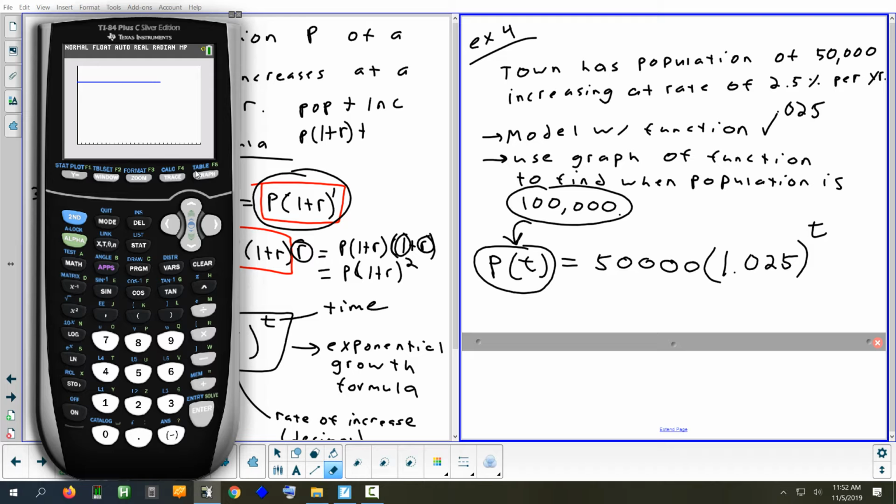So there's my line at 100,000, and there's my population. It's going up very slowly, so it almost looks linear, but I think I've got enough of it. You'll see it as a curve. So it's just a little under 30 years. Second calc, intersect: 28.07.